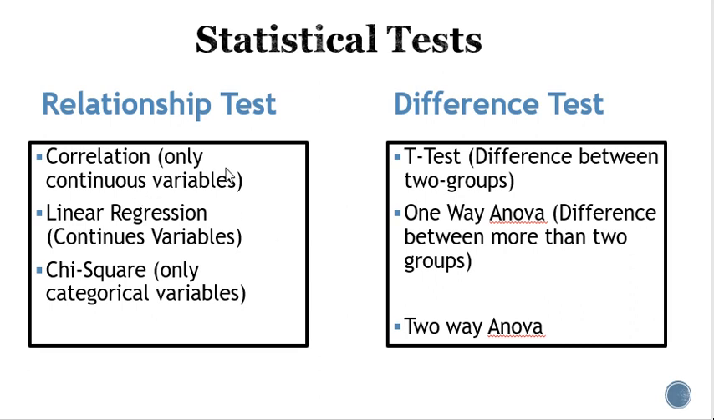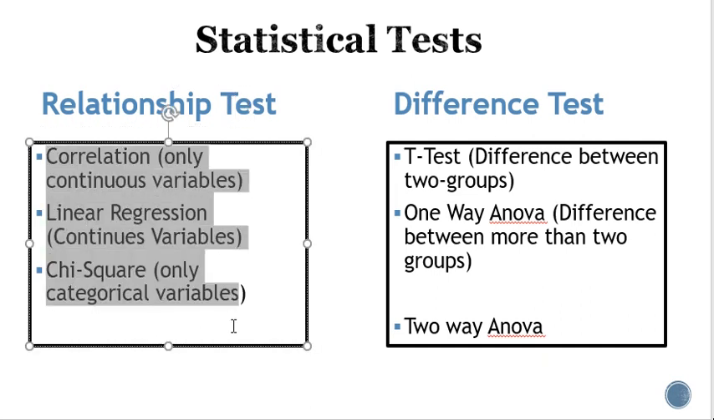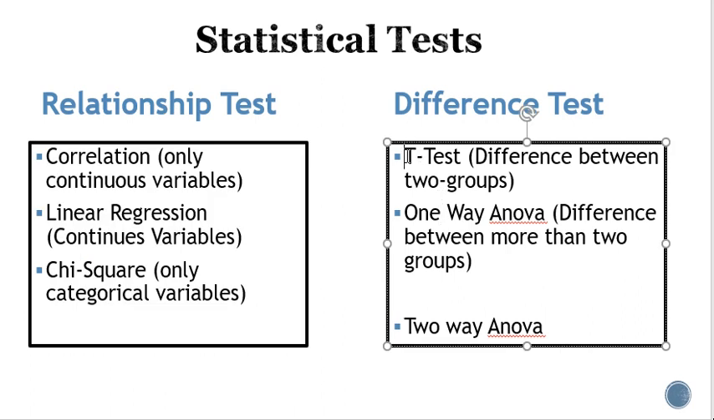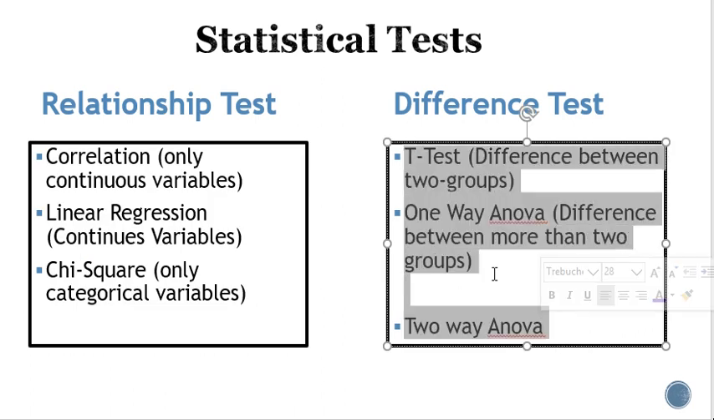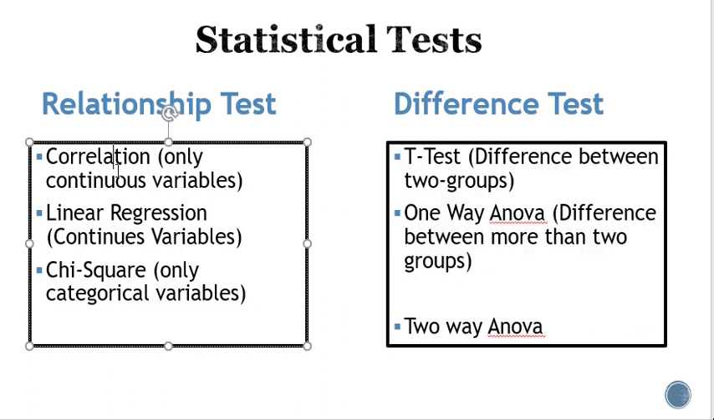Today we are going to deal with correlation analysis. First we'll see what is correlation and how to do it in SPSS. Okay, so these are the two tests. When we want to test the relationship, we are doing these three analyses, and when we want to do the difference, we have to do these three. Let us first go to correlation.